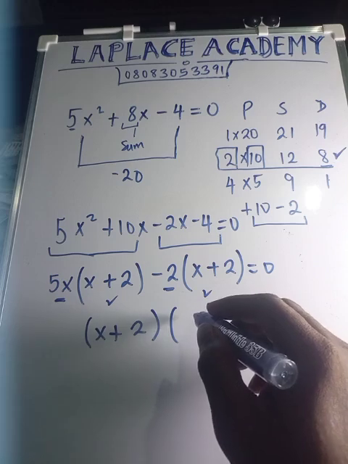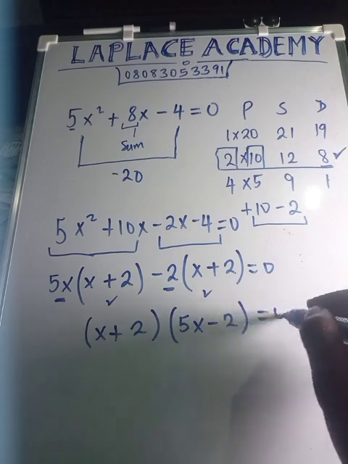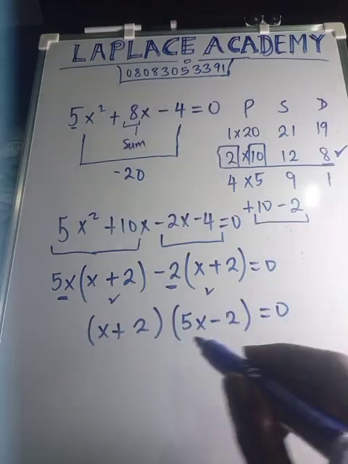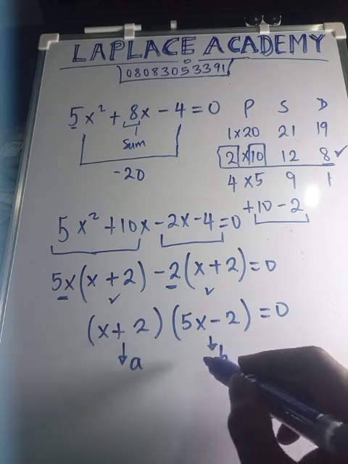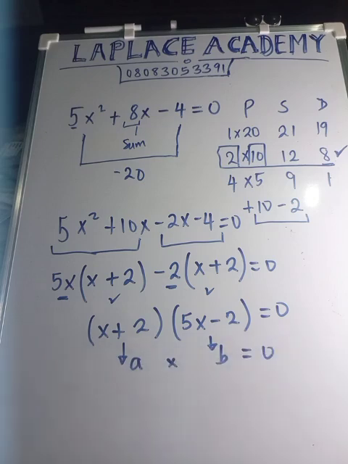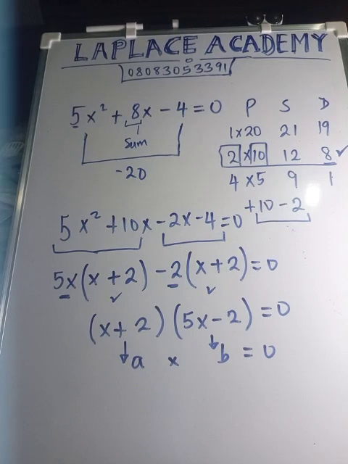We have 5x minus 2 equals 0. So we can now solve them in pairs. Look at it. We have 2 numbers. Let's say this is number A, this is B. They multiply together and give us 0. We are sure of one thing, that either A is 0 or B is 0. Although there is a possibility that both of them can be 0, we can never be sure of that. So we go with the one that we can be sure of, which is A is 0 or B is 0.